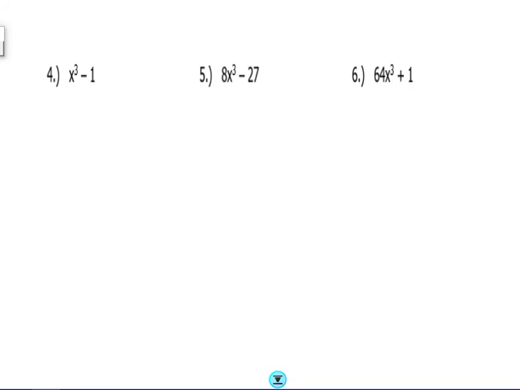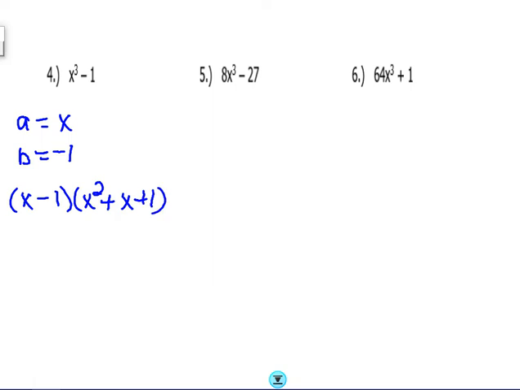Alright, why don't you stop the video and try a few, and then restart the video when you're ready to check your answers. Alright, so this is the difference. So we got what a is going to be, our first term is x, and our second term, the cube root of negative 1 is negative 1. Alright, difference. So x minus 1, square, opposite multiply, and then square. It's all about learning that pattern.